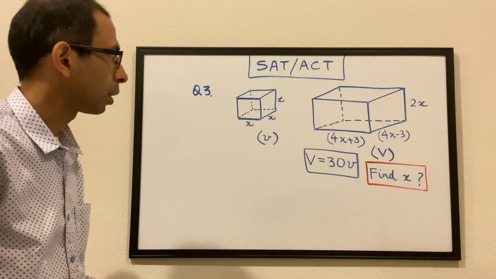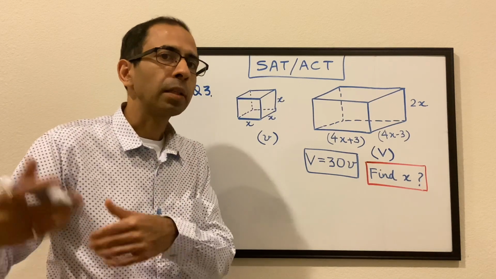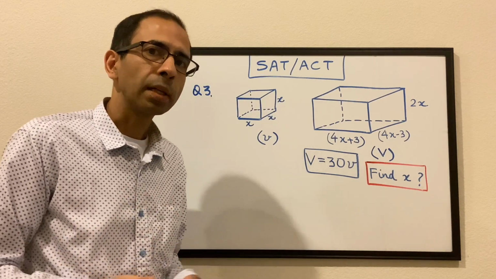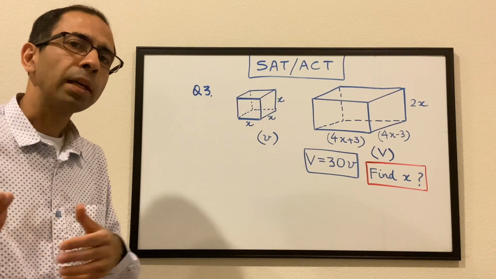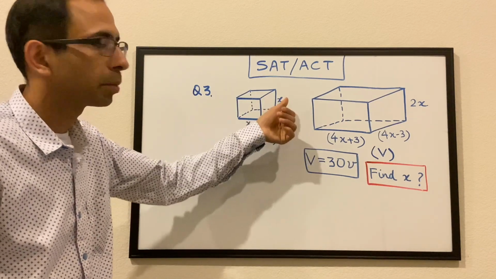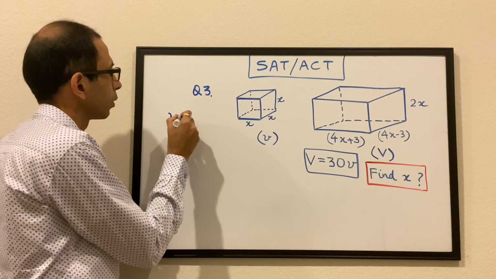You will have this cube, you will have this rectangular prism, and the volume of this has to be 30 times the volume of this, right? We know what's the volume of a cube. The volume of the cube is side times side times side. In case of a cube, all the sides are equal, so it's side times side times side. Basically width times length times height, which are all the same. So x times x times x, which is x cube. So small v is nothing but x cube, right?